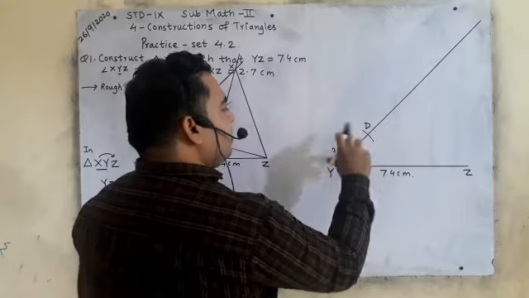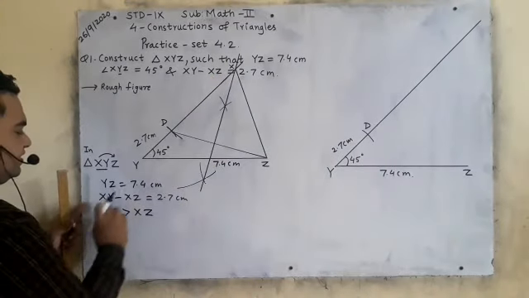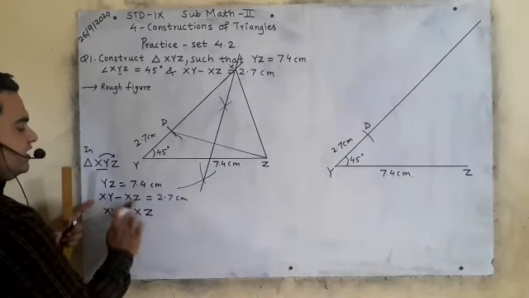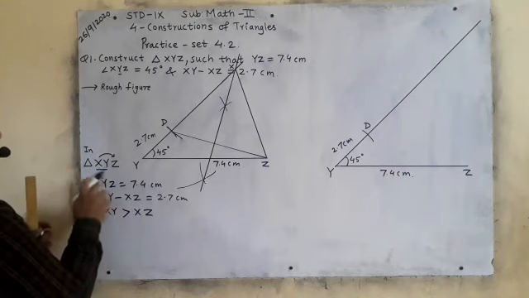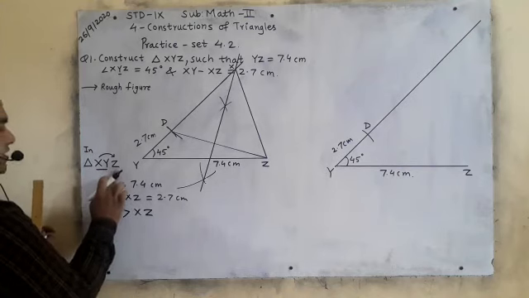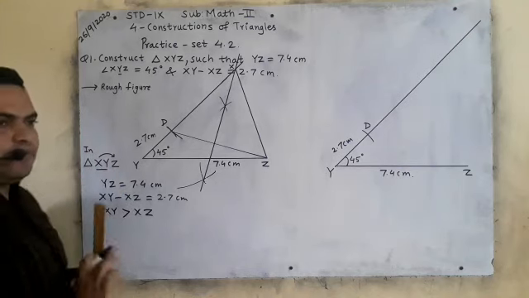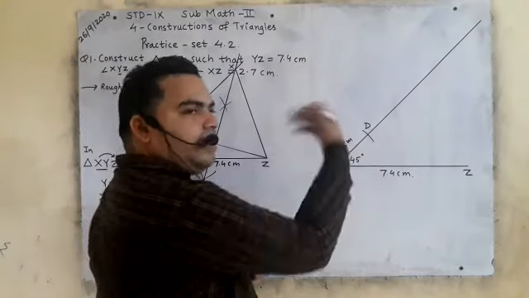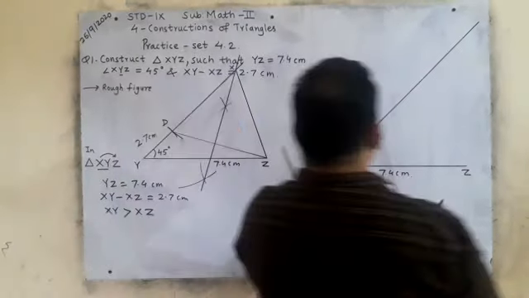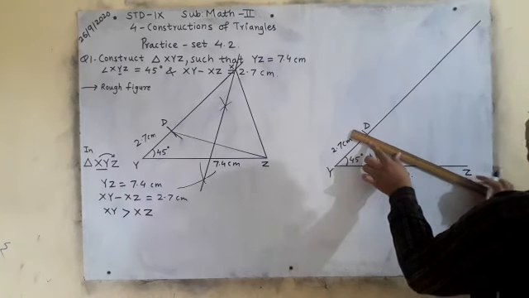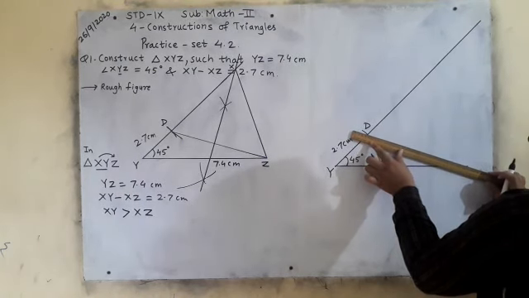Why you will take arc above? Because this is correct. XY is bigger and XZ is smaller. How you see here? XY comes first, then YZ, then XZ. It is proper. So you will draw arc above. Okay. Now I will join this D to Z.